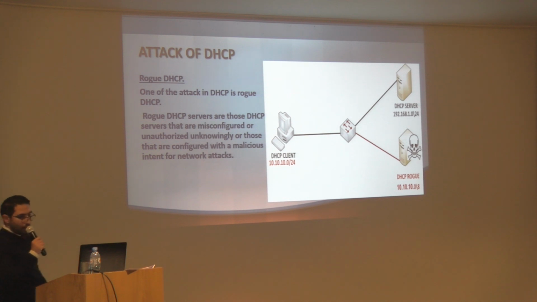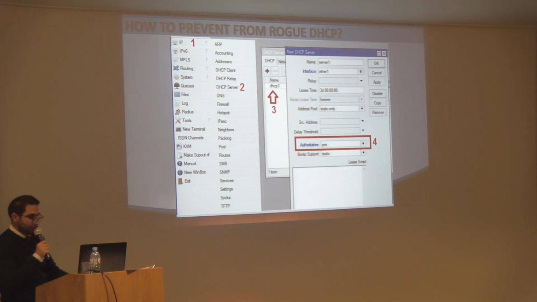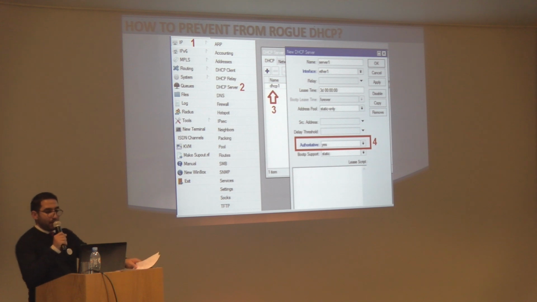In this part, I would like to talk about rogue DHCP, which works unauthorized in a network. When a DHCP client sends a discover and looks for a DHCP server, the rogue DHCP sends an offer to the client, and the client accepts this offer. And finally, the DHCP client communicates with the rogue DHCP.